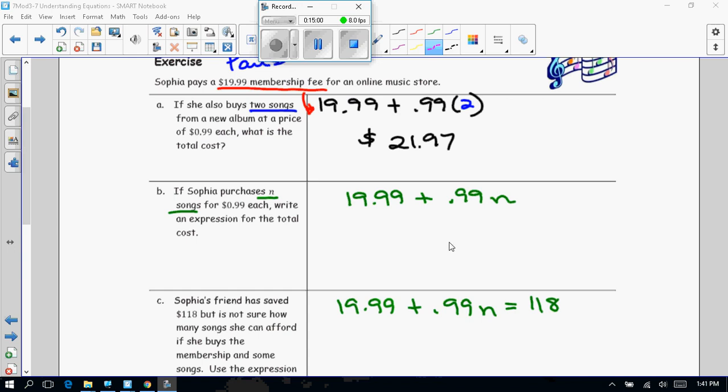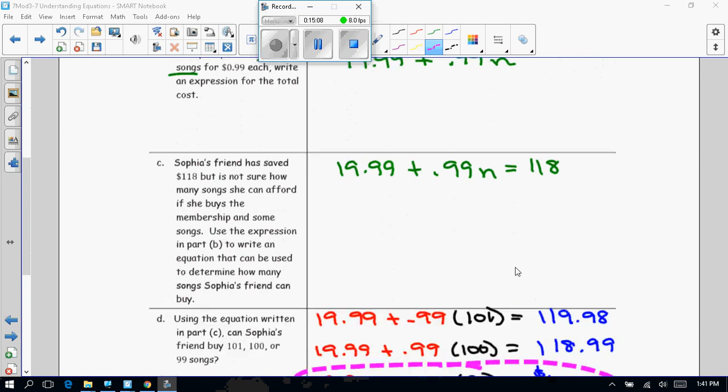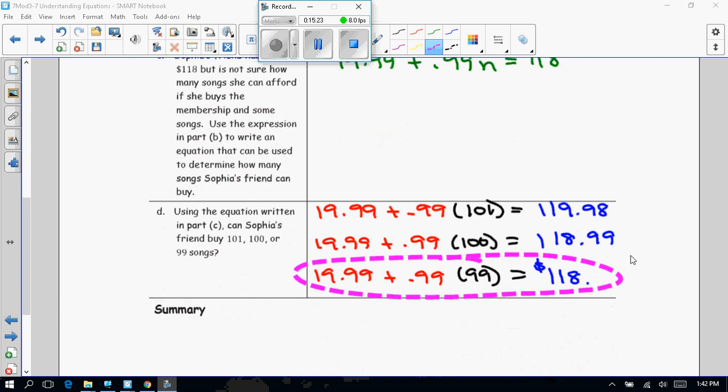Sophia's friend saved $118, but isn't sure how many songs she can get. If they write this particular formula right here, they can use it to solve it. Then they just start guessing and checking, plugging numbers in. They started pretty high, but it's going to be a lot because you're paying only about $1 a song. If they plugged in 101, it's over. When you put in 100, it was $18.99. We're getting close. So if they buy 99 songs, her friend will be able to spend all $118.